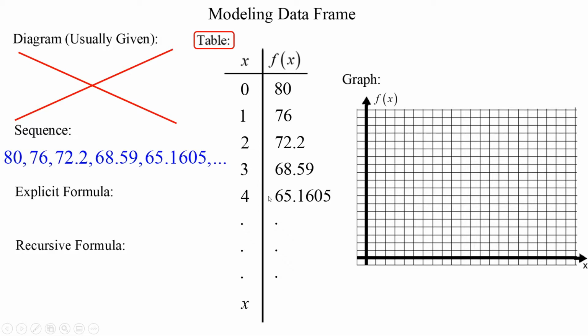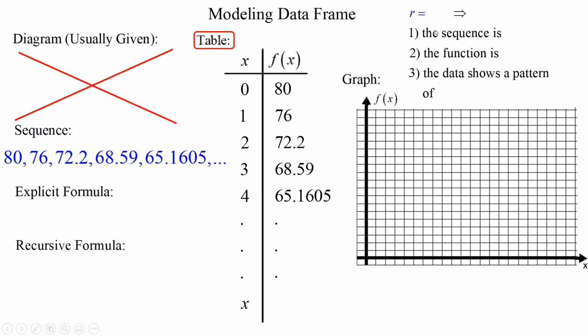65.1605. Beautiful. All right. Now, think about this. I multiplied by 0.95 every time. So that's a common ratio, isn't it? So common ratio of 0.95, that's my pattern of change. I'm multiplying by 0.95. And I'm trying to get you guys to the point where you can fill in all of this right now, before you look at the picture.